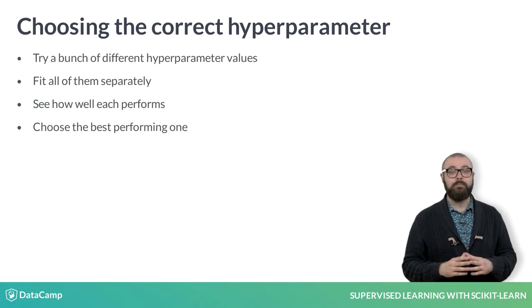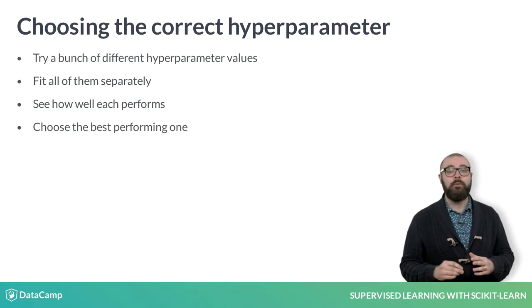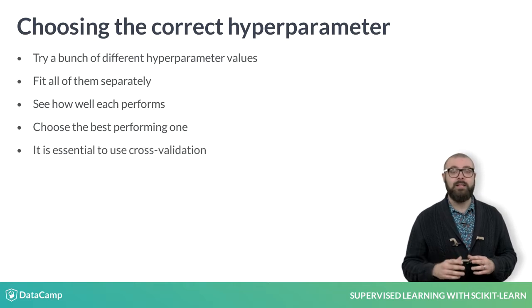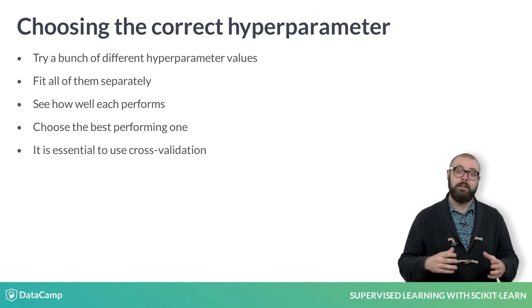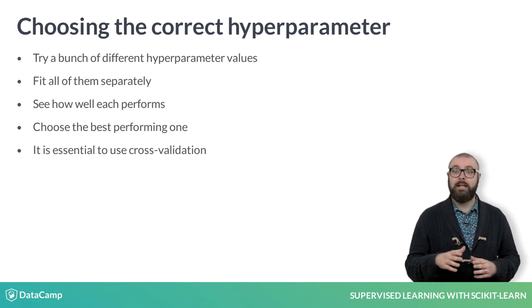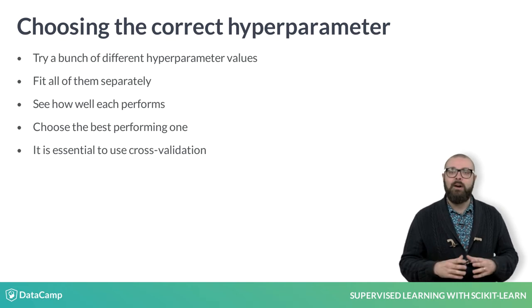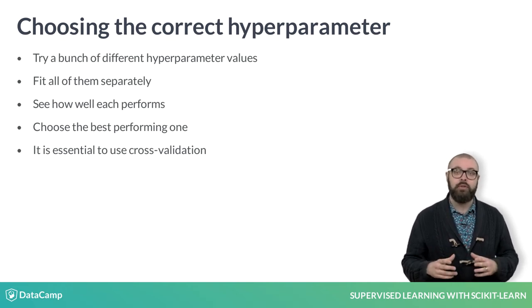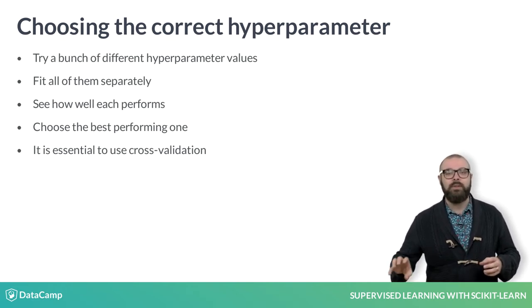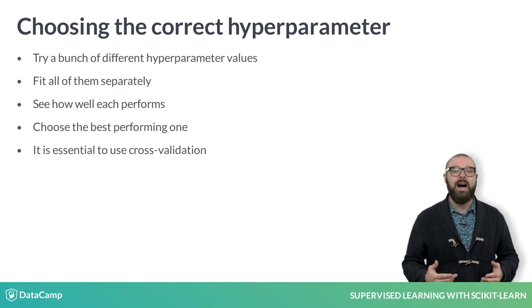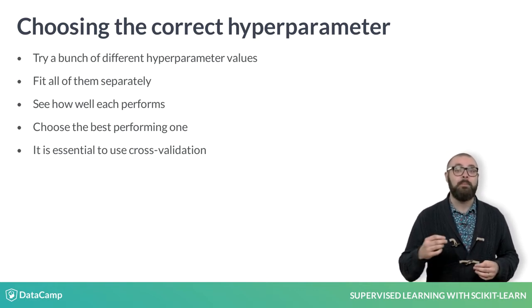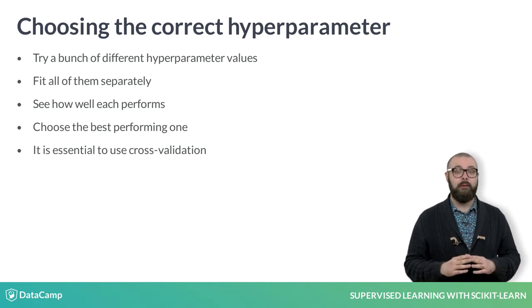Now, when fitting different values of a hyperparameter, it's essential to use cross-validation, as using train test split alone would risk overfitting the hyperparameter to the test set. We'll see in the next video that even after tuning our hyperparameters using cross-validation, we'll want to have already split off a test set in order to report how well our model can be expected to perform on a dataset that it has never seen before.